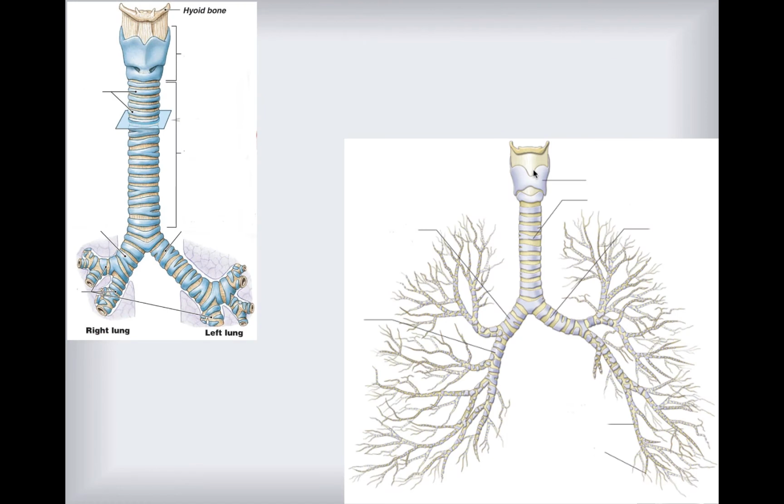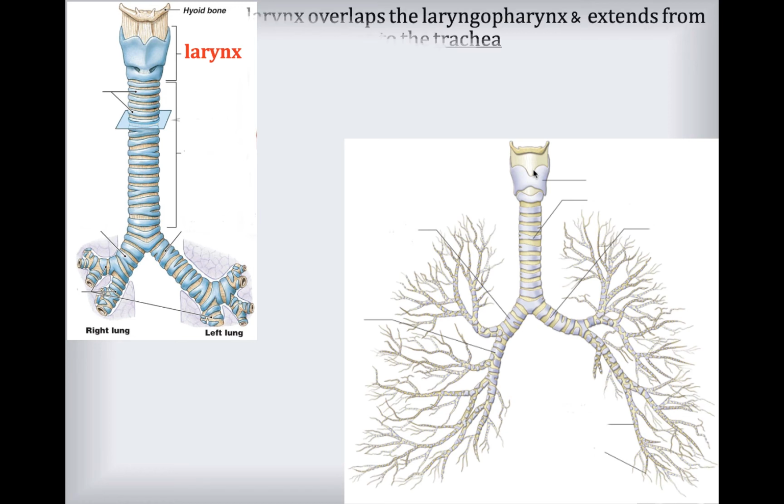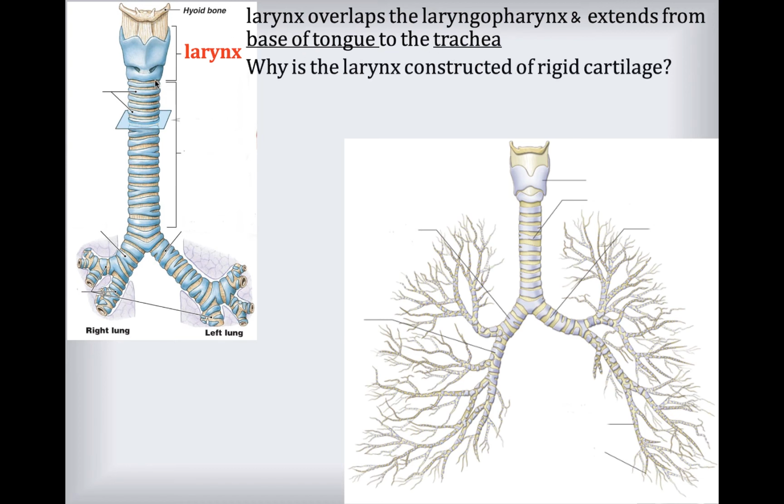Okay, now we're moving down, and so again, we look at the larynx, and we've talked about how the larynx overlaps the laryngopharynx and extends from the base of your tongue. Stick your finger way back there. It might make you puke, so don't do that. Down to the trachea. And so you can see the trachea starts there.